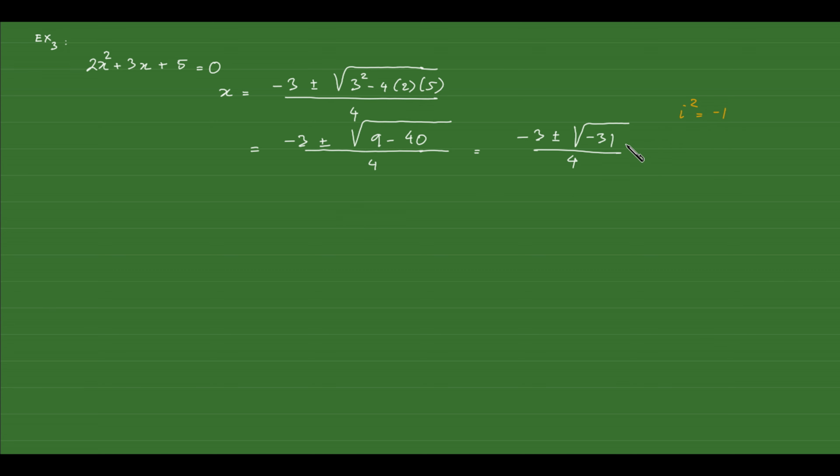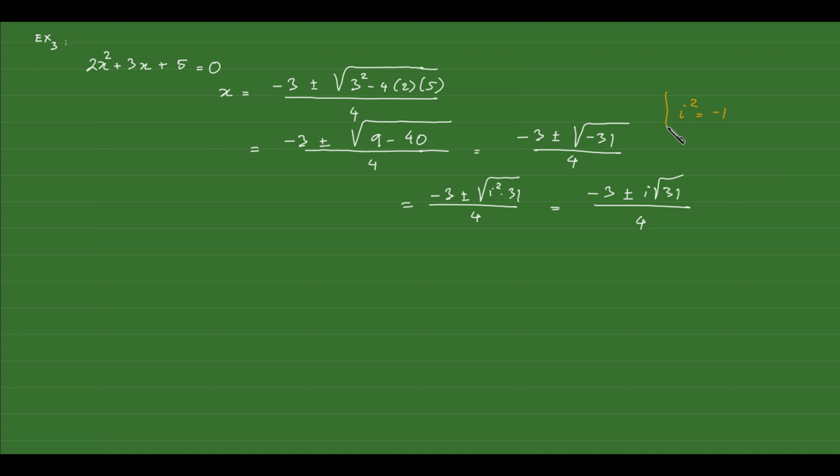Okay, so the negative 1 becomes i squared. So this one I can write as minus b plus or minus i squared times 31 over 4, and the square root of i squared gives you i, so you have negative 3 plus or minus i square root of 31. You cannot take the square root of 31 because it's a prime number, over 4. There you go. So that is the answer if you have a negative inside the radical. So you're going to use this formula.